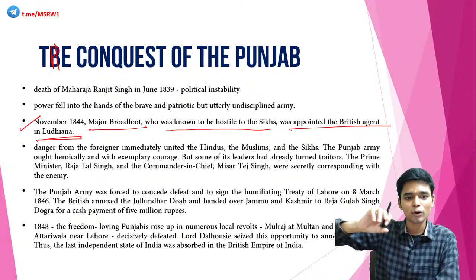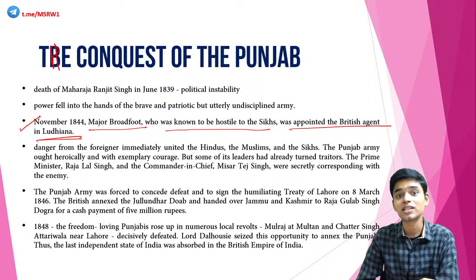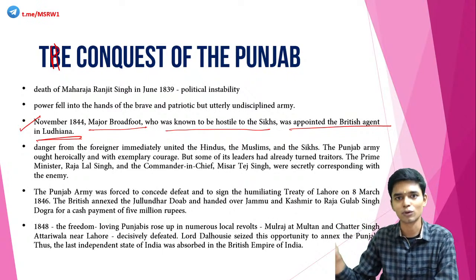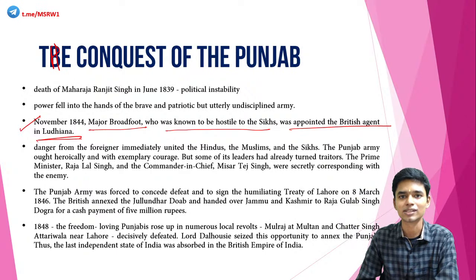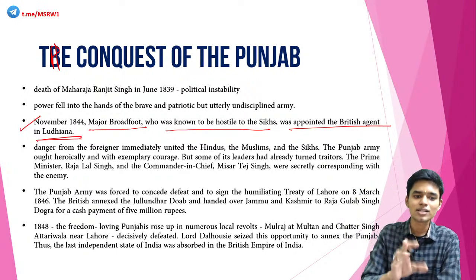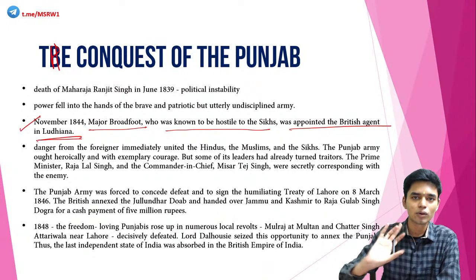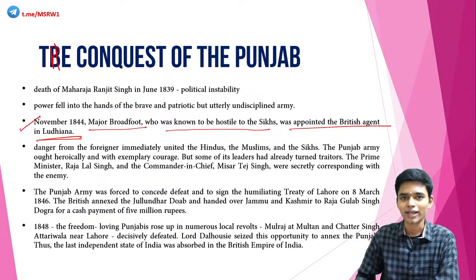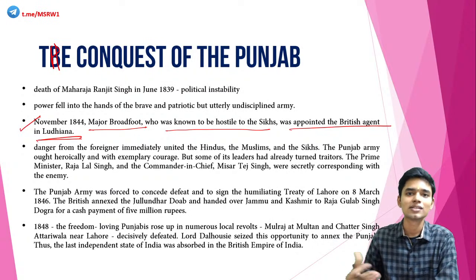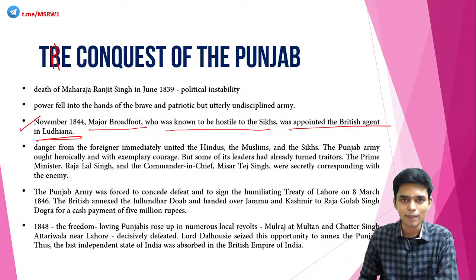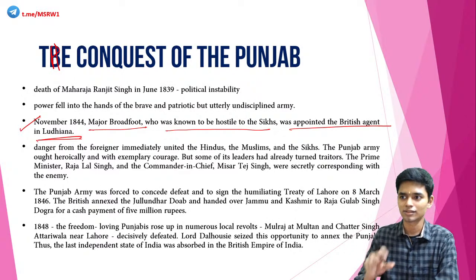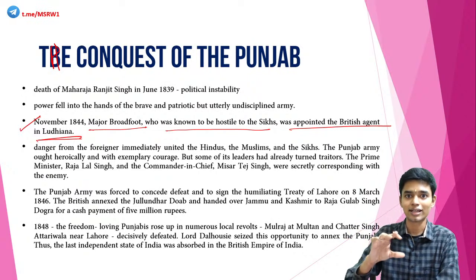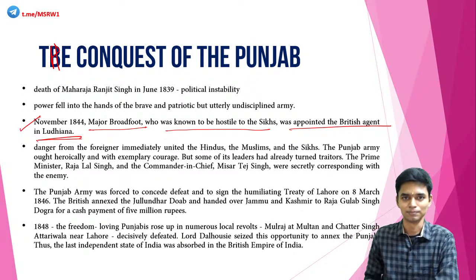The British appointed Major Broadfoot in Ludhiana, and he is very infamous for his hostile treatment towards Sikhs. Once he was appointed there, more and more army and more barracks were started to be built around this region. New fleets started arriving towards this region. Now suddenly the Punjab army started to think that the British were actually going to attack them. Suddenly a hostile tension arose between Punjab and Britain.